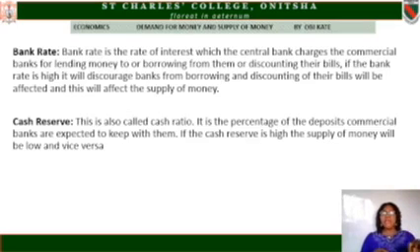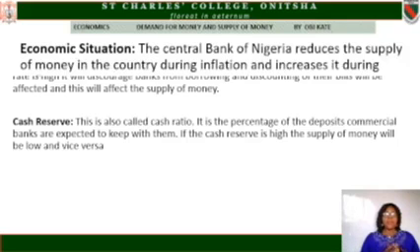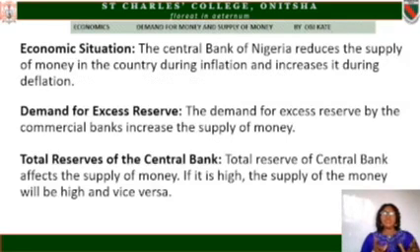If the cash reserve is high, the supply of money will be low, and vice versa. Then, economic situation. The Central Bank of Nigeria reduces the supply of money in circulation during inflation and increases it during deflation. You know that inflation means when the prices of goods and commodities are persistently high, while deflation is the opposite. Opposite implies when the prices of goods and services are very low for a long time.